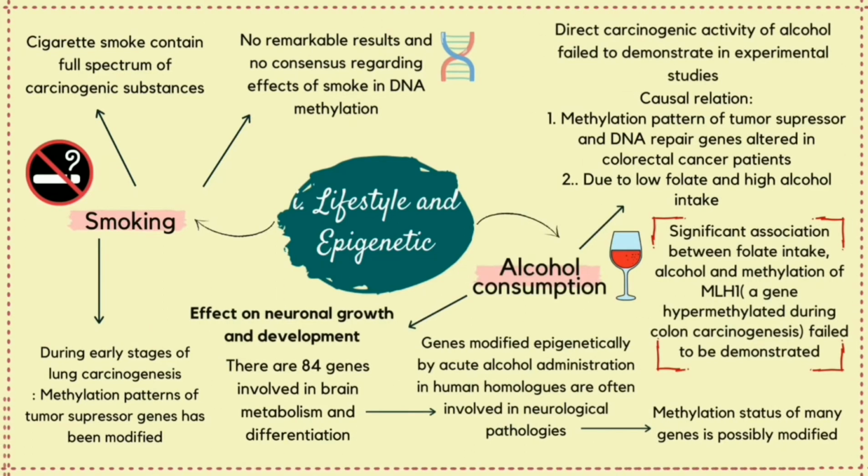For alcohol consumption, a pregnant mother who consumes alcohol can disrupt the neuronal growth and development of the baby. There are 84 genes involved in brain metabolism and differentiation. Usually, genes are modified epigenetically by acute alcohol administration in human homolog. These often involve neurological pathologies. There is a high possibility of gene methylation being modified.